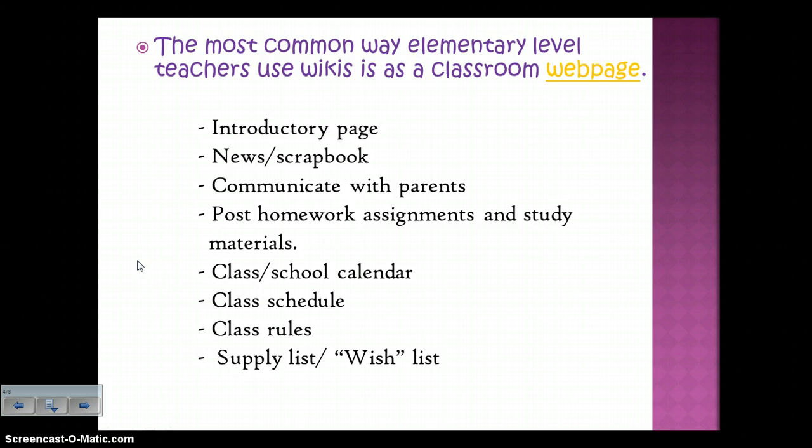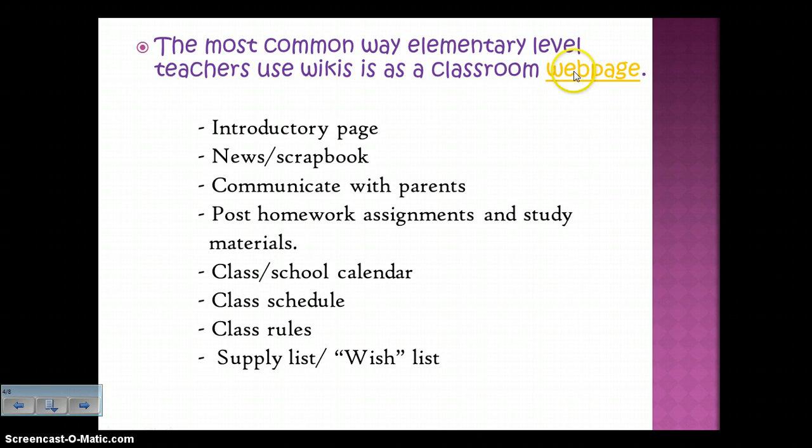A supply list, which is the mandatory materials, and also a wish list. It's a less intrusive way of asking parents for help. Say you ran out of tissues for the classroom and every student has already brought in a box. It's a way of letting the parents at home know that you need extra tissues, you need extra crayons, and anything they send in would be greatly appreciated without actually having to call and ask them.